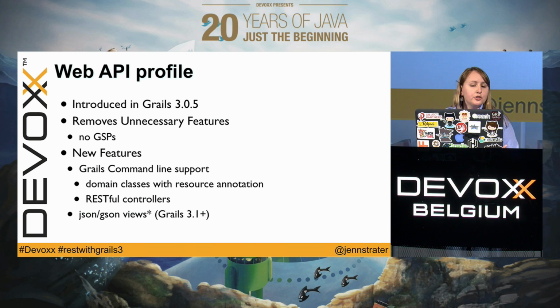There are also some new features with the Web API profile. You get two new things on the Grails command line: a way to create domain classes that automatically have the @Resource annotation, and you can also create RESTful controllers via the command line. There's one thing I want to touch on briefly. Like I said, the Web API profile is still in progress. They announced at Spring One, through a couple of the talks, that there's a really exciting feature coming called JSON views. I'm going to talk about Grails 3.0.9, but that is coming in 3.1.